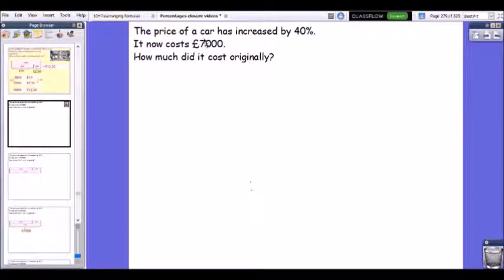Okay, so we're going to try one more together. Please could you pause the video and have a go at this question. The price of a car has increased by 40% and it now costs £7,000. How much did it cost originally? So please pause the video and give it a go.